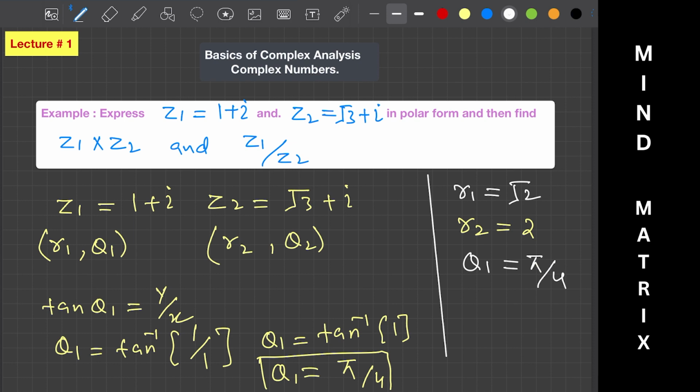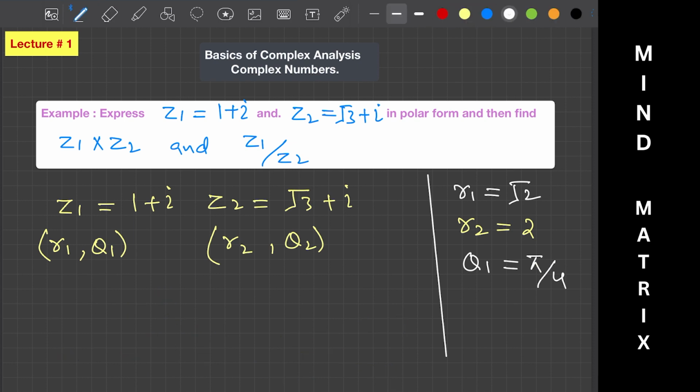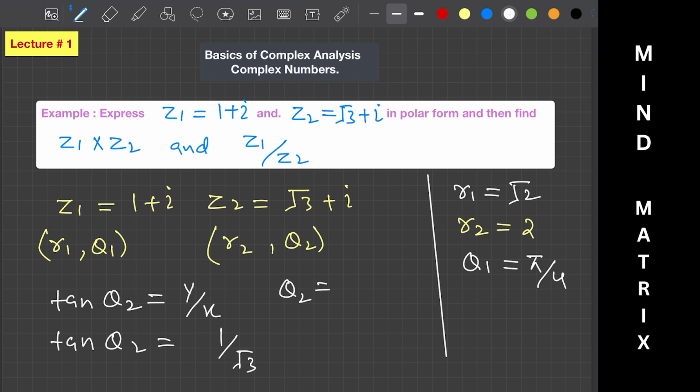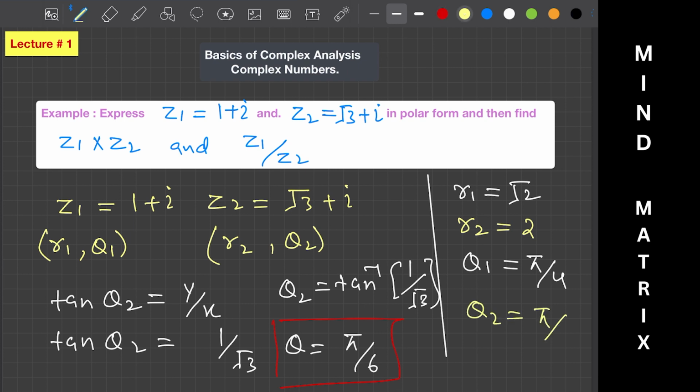Now let's solve it for theta 2. We have tan theta 2 equals y by x. What's the value of y? It's under root 3 over 1. Wait, the real part is under root 3 and the imaginary part is 1, so we have tan theta 2 equals 1 over under root 3. So we have theta 2 equals tan inverse 1 over under root 3. When we solve it, the value of tan inverse 1 over under root 3 is equal to pi by 6. So let me write it here. Theta 2 equals pi by 6.